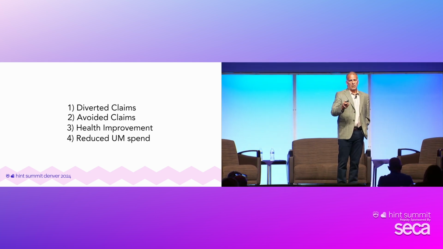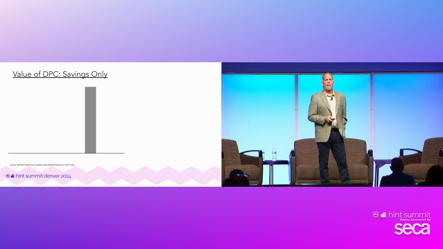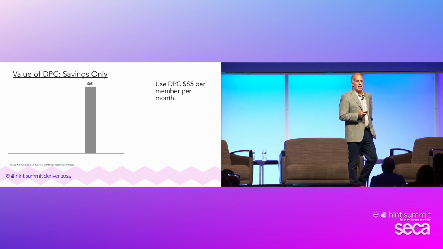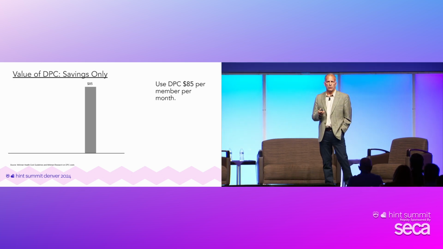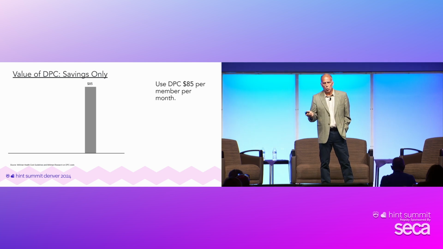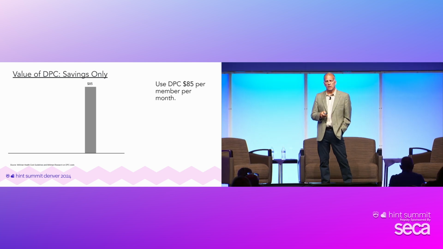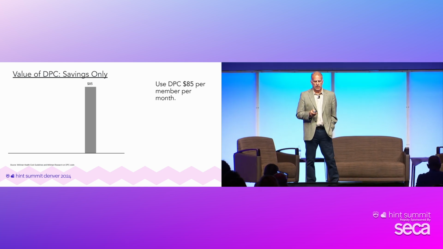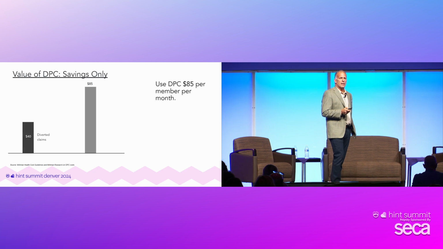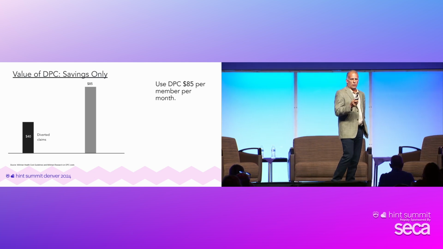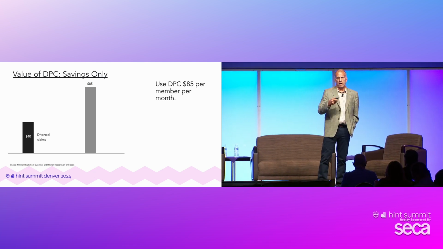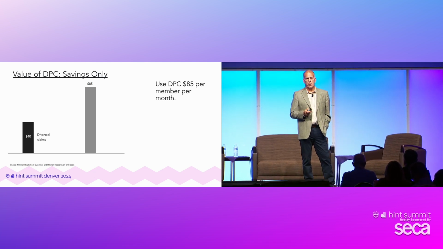So, let's see where we stand. Okay, now I've chosen an arbitrary $85 fee. If your fee is more or less, you can just adjust these numbers. It doesn't change the messaging at all. And let's stack this up and see how we stand. So this is the diverted claims. Remember, these are just the same claims with different financing, $40. So we're not quite halfway there yet.